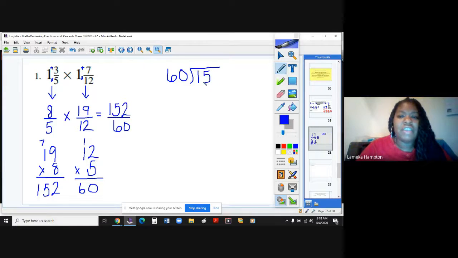So I have 152 divided by 60. And this is nothing more than basic division again. So I am just going to divide 60 into 152. I know my whole number is going to be 2. And I'm going to multiply 2 times 60, which gives me 120.